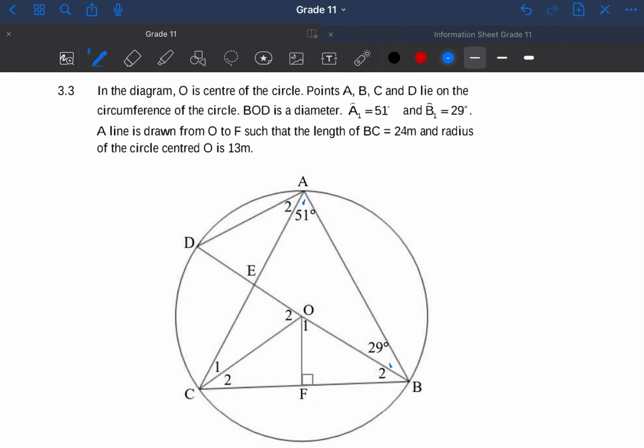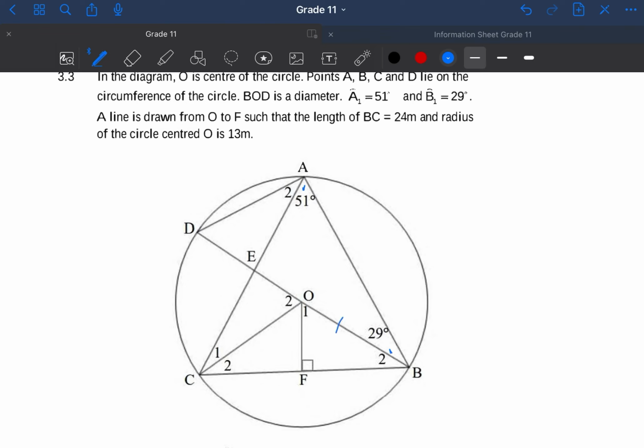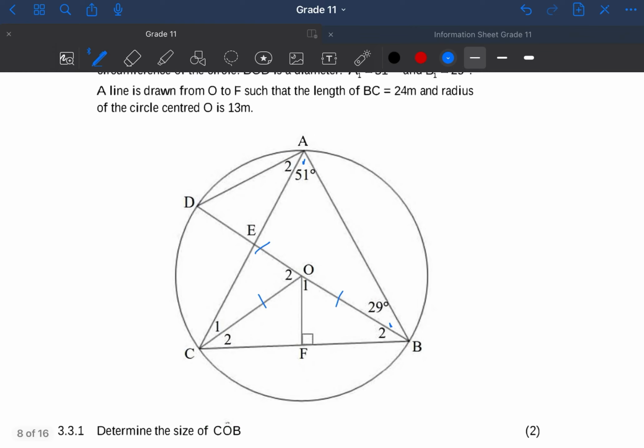A line is drawn from O to F, such that the length of BC is 24 meters, and the radius of the circle is 13 meters. Okay, a lot of things are going on here. All right, so these are the radius, so all the sides are equal. There's a couple of things that I see here, but I don't want to jump the gun.